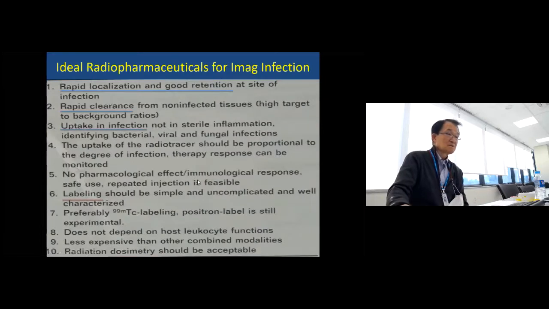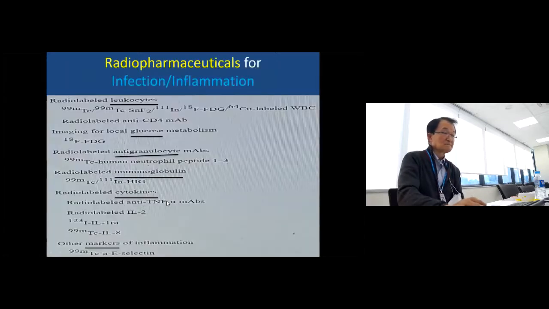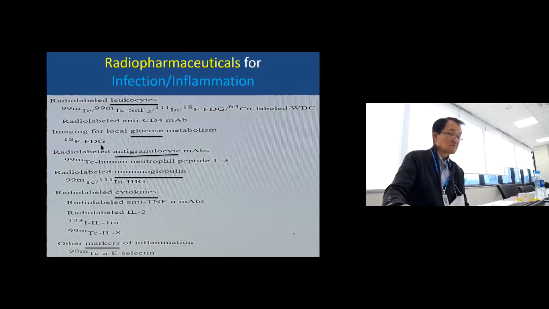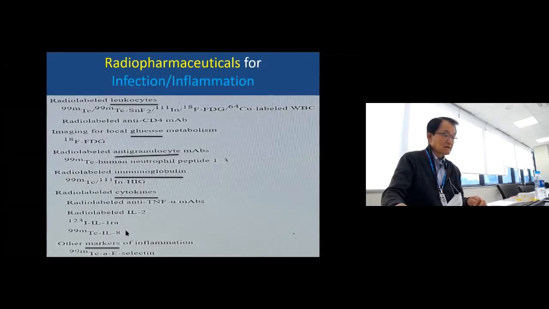And so in infection, you have to rapidly localize, and the uptake should be proportional to the infection. The labeling should be simple, that's ideal. So leukocytes have been labeled with technetium and indium. Indium-111 has been most widely used. And glucose, FDG, has been used because FDG attaches to macrophages, which are more likely in active chronic infection. Certainly anti-granulocyte, neutrophil, has been labeled with technetium, and cytokines have been labeled, and certain inflammatory markers like E-selectin have been labeled with technetium.